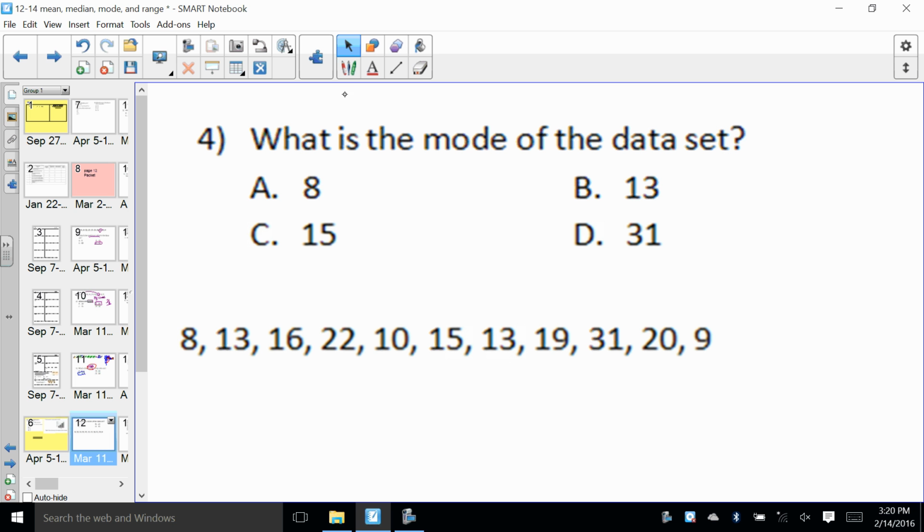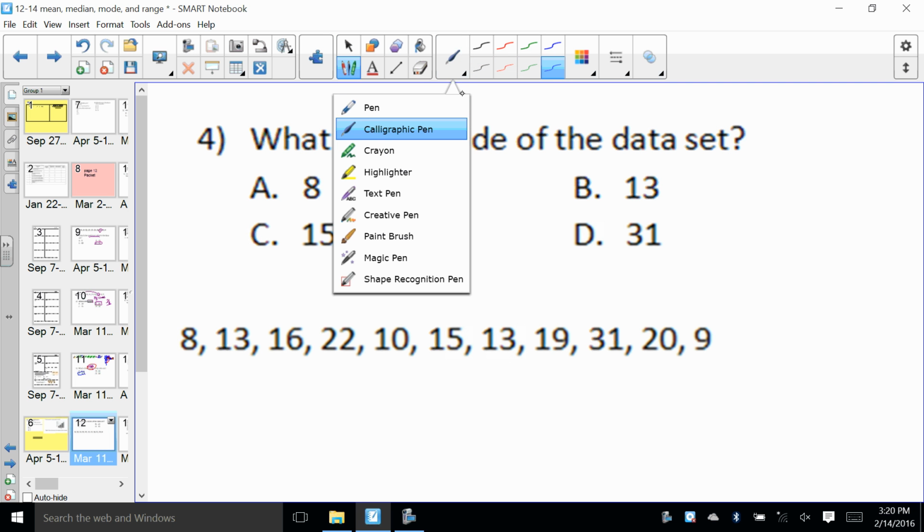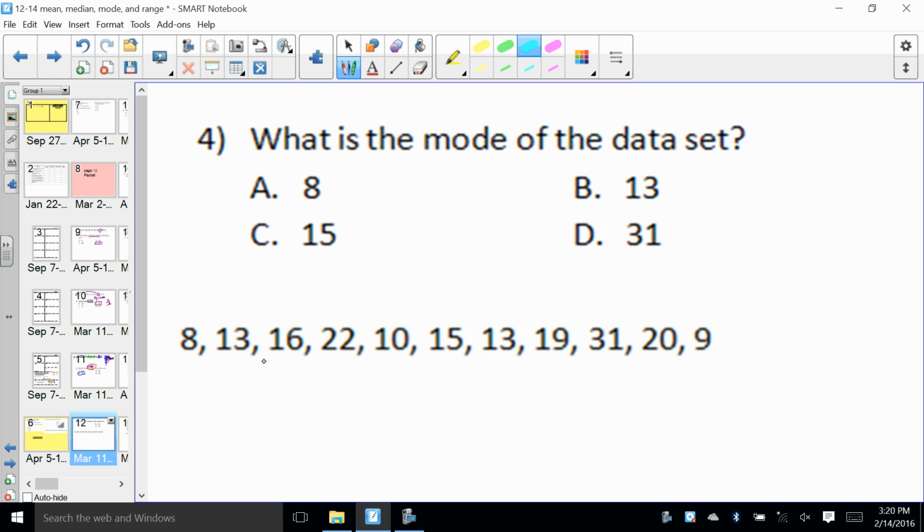The mode is the number that occurs the most often. Using the stem and leaf plot would probably be the easiest thing on the previous screen, but I'm going to go ahead and look for the mode, or the number that occurs the most often. Looks like the mode of 13 could be it. Let's see, is there any other numbers that occur more than once? Nope, it looks like the mode is 13.